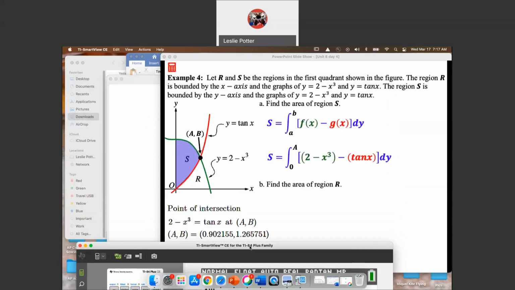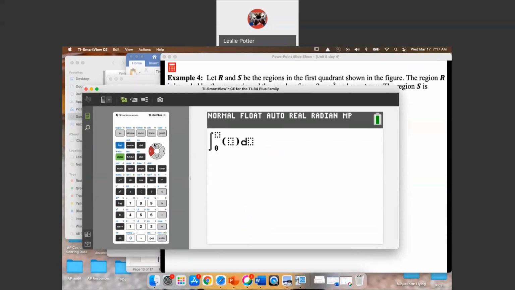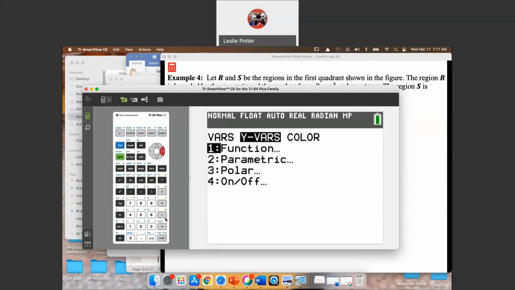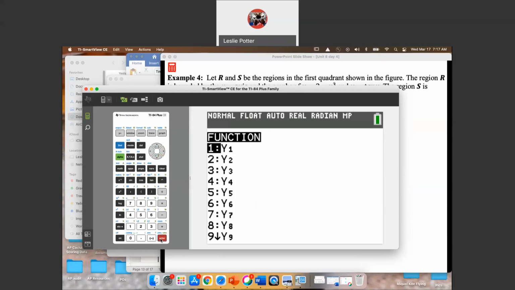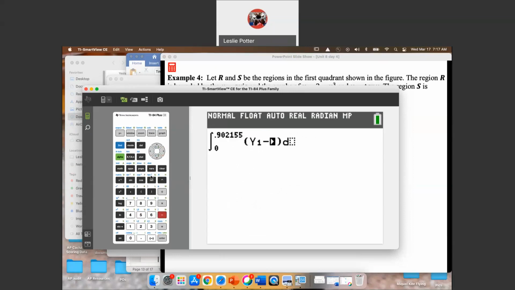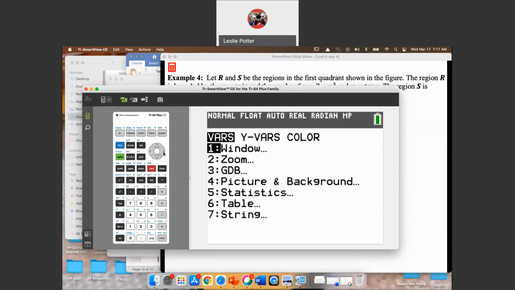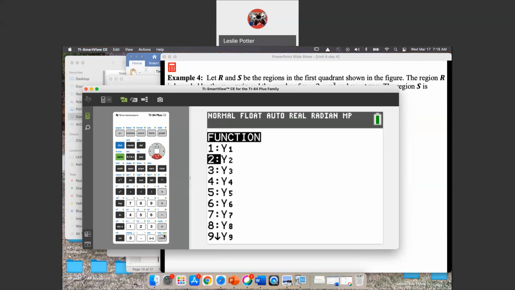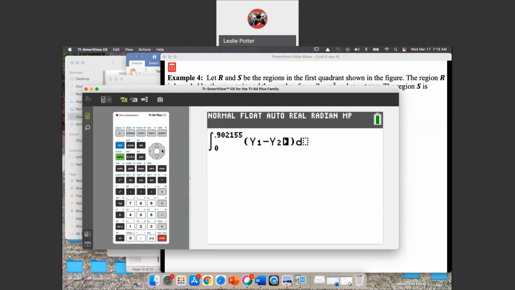This is where I have to type it in, unfortunately. So 0.902155. But now I'm going to grab y1 and y2, and that's under your vars key. Your vars key is next to the clear key. So vars, y vars, function, and I'm going to grab y1. And then I'm going to hit my minus and do the same thing for y2. Vars, arrow over to y vars, select option 1, function, arrow down to y2, and hit enter. And so that's the same as typing in the functions, because the functions are located in y1 and y2.